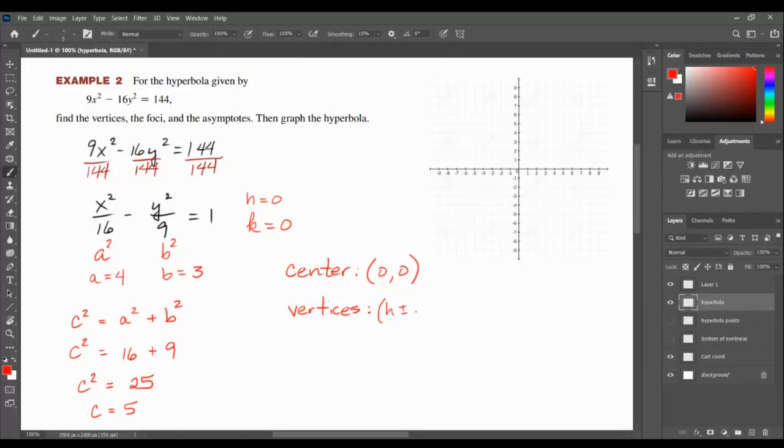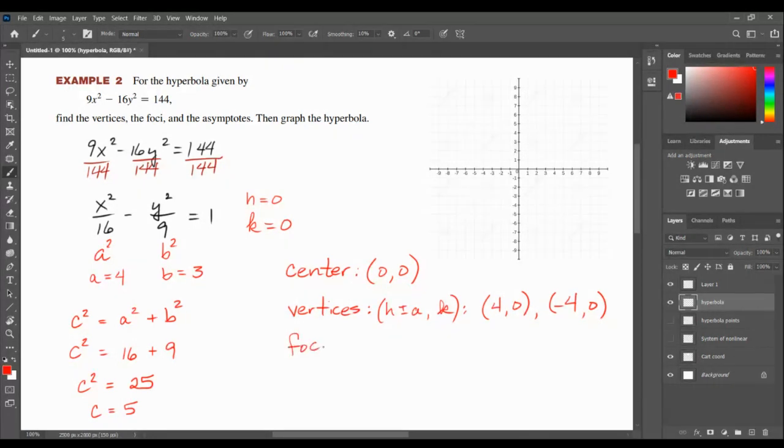h plus or minus a, keep the k. And so that tells me in this case, h is 0, plus a, plus 4 would be 4, keep the k. And then we also have h minus a, so 0 minus 4, keep the k. So those are our vertices.